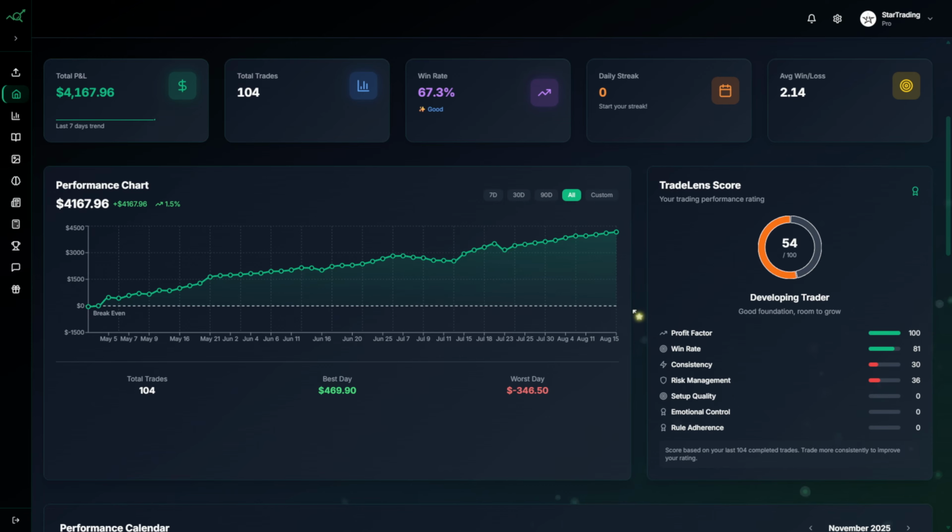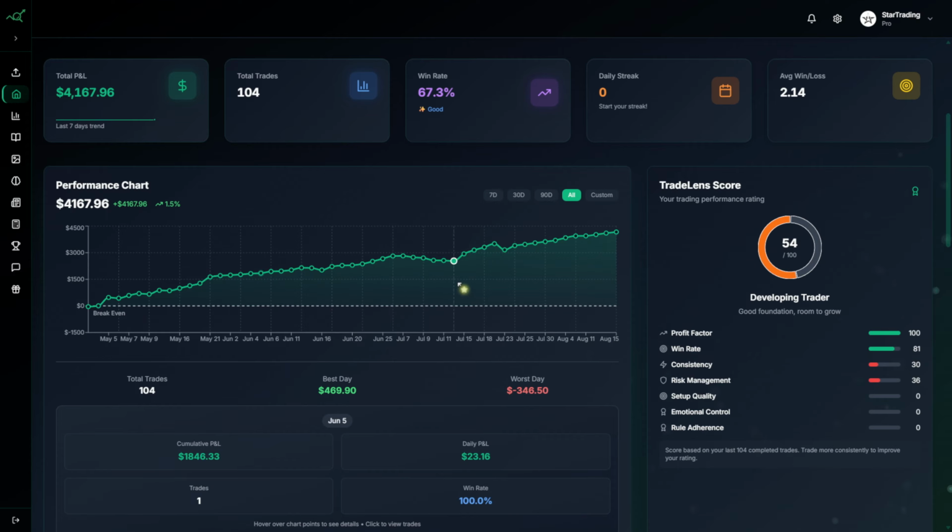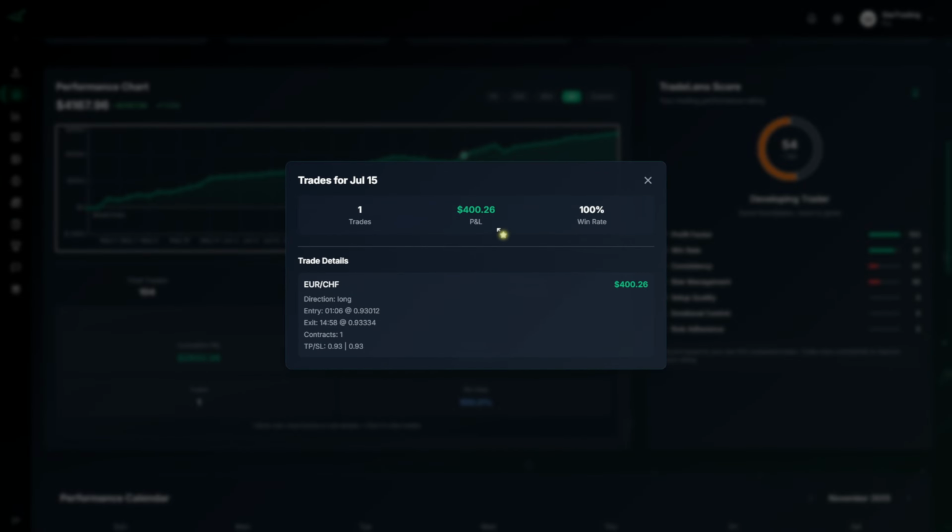Now in here, it's going to give you a quick overview. How is my graph looking? Is it looking professional? Am I fluctuating a lot, or am I having steady growth over time? Now you can also click on specific days and see basically an entire summary and also the exact same trade that you have taken on that day.